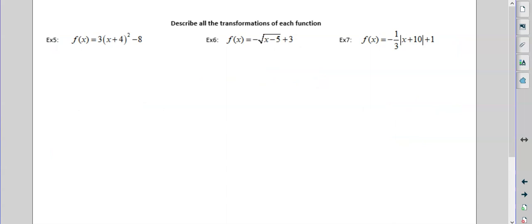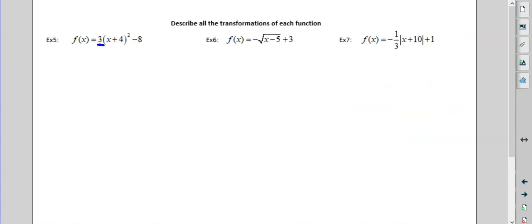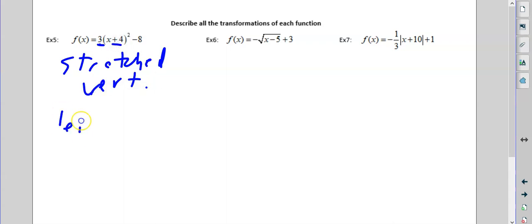So without graphing, without using our graphing calculator, we're going to look at this. Okay? This 3 out here is positive. It's bigger than 0. So it's going to stretch it vertically. This +4 inside lies, so that's left 4. And -8 is down 8.